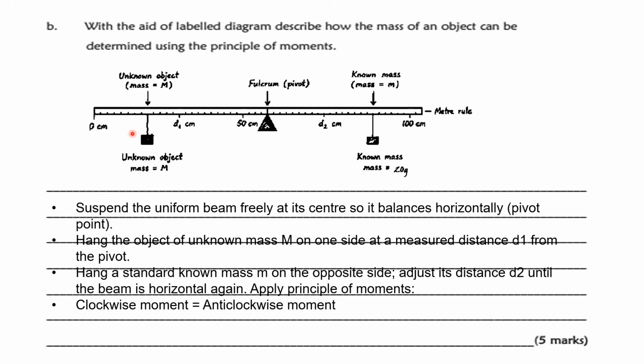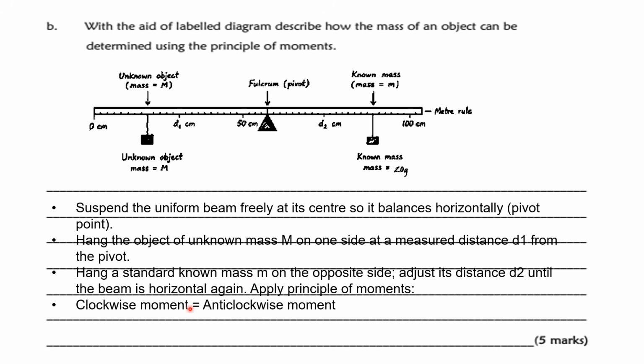So you write the expression here for the clockwise moment, which is this distance multiplied by the weight of this mass. Take note, we are saying the weight. Okay, you can leave the weight or you can use masses, because by definition, the moment of a force is the product of the force, in this case weight, and the perpendicular distance.